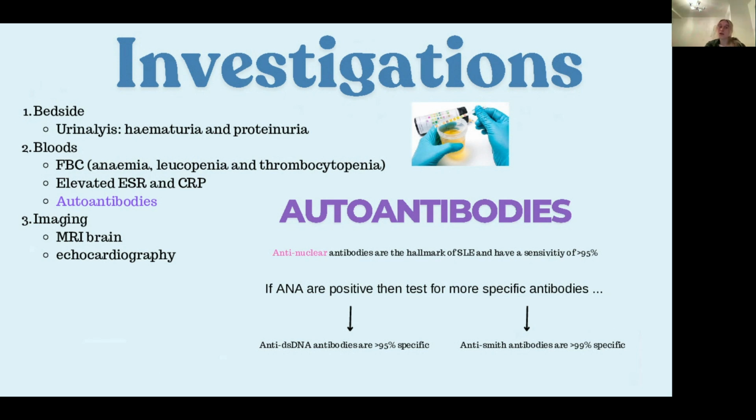Imaging-wise, you can do an MRI brain or an echocardiogram. You might do an echo if you're looking for things like pericarditis or coronary artery disease.